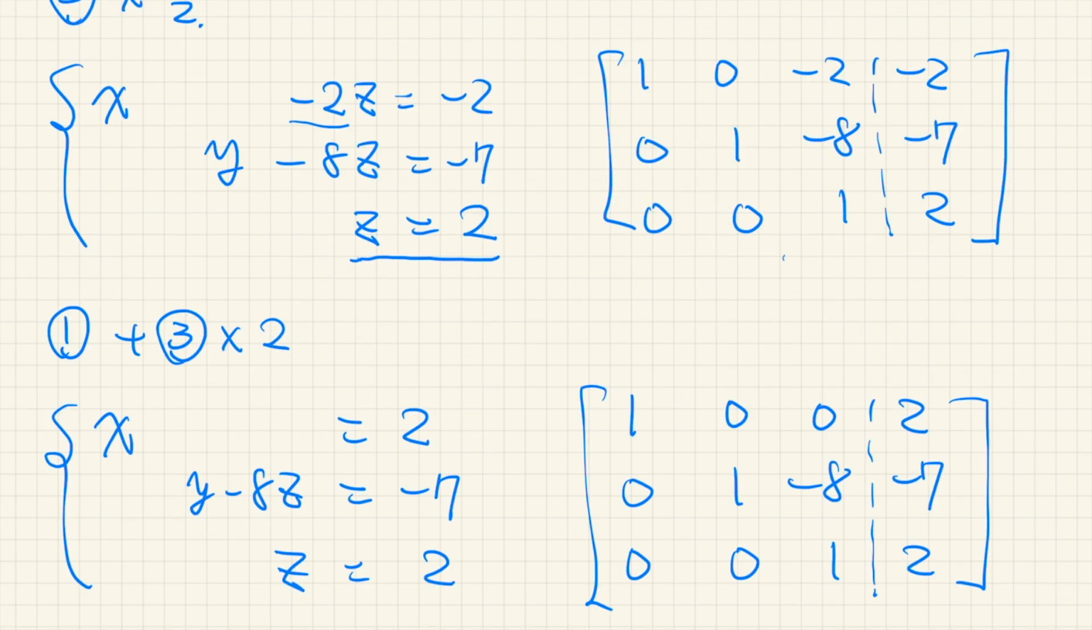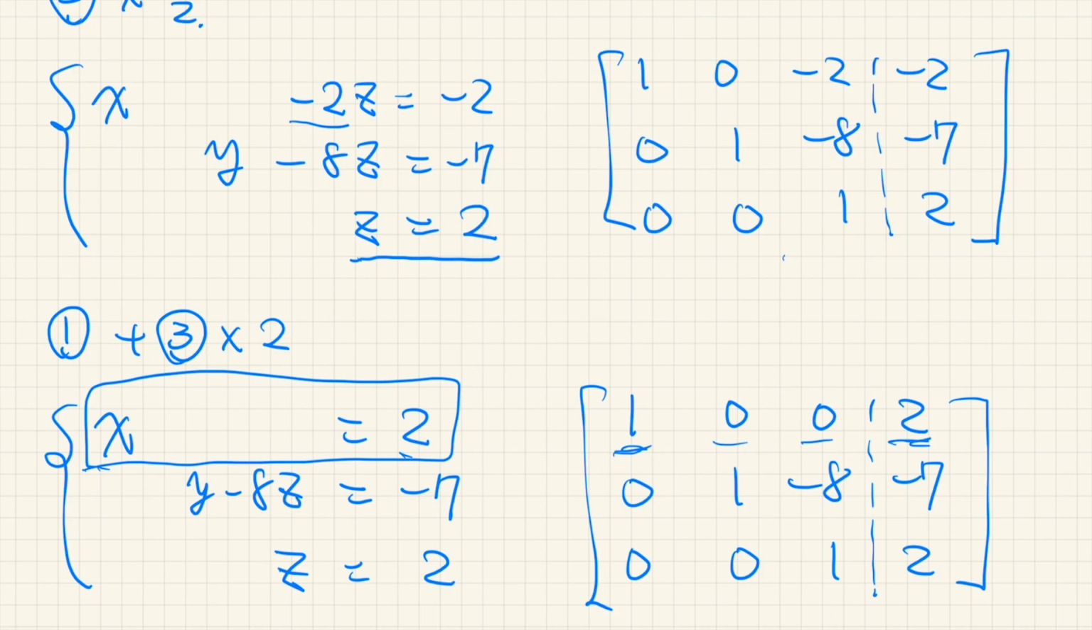As a result, we have this, and we now know the value of x, which is 2. And the corresponding augmented matrix becomes 1, 0, 0, and 2. So this 1 is the coefficient for x, and 2 is the constant term.